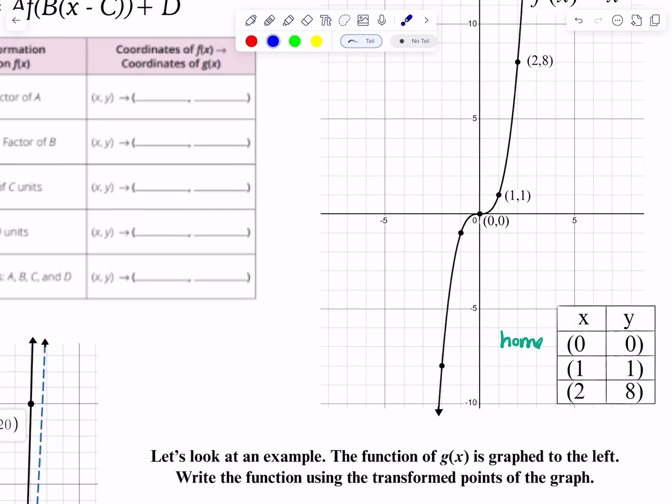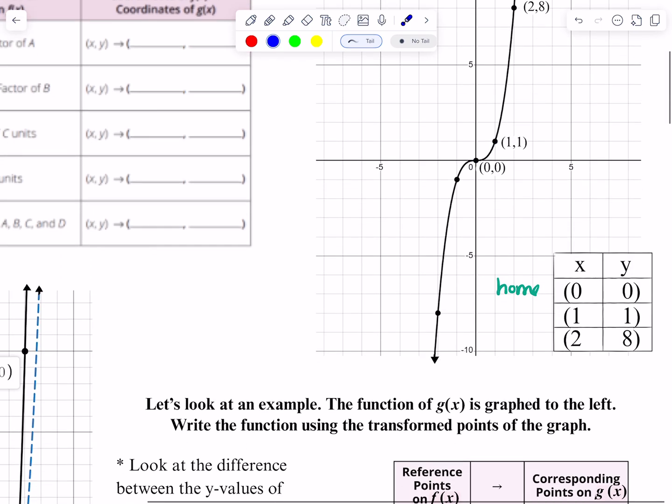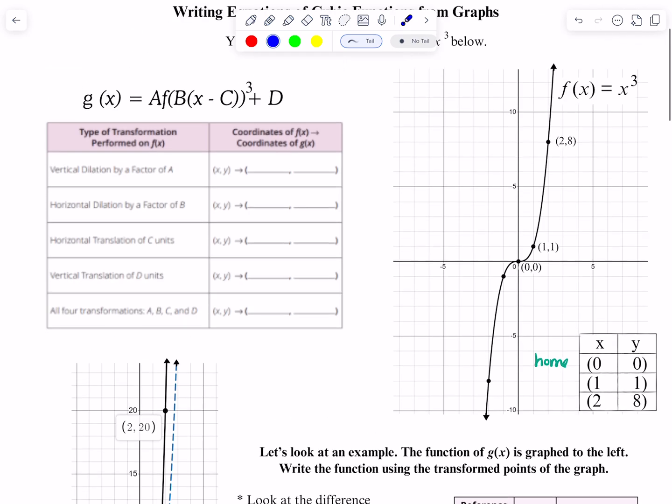So 0, 0, this is your home point. The next point that we're going to use is going to be the next one over. They're always going to give you the next one over, which is going to be the 1, 1. So the DNA is 0, 0, 1, 1. That's what I'm going to use. I'm never going to use the third point. I don't need it. You only need the home, and you need the 1, 1 as a guide.